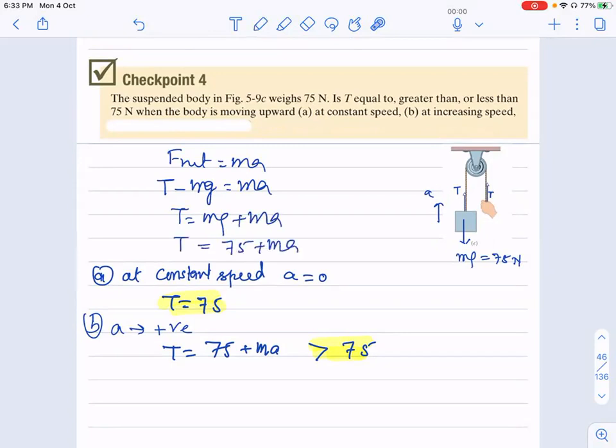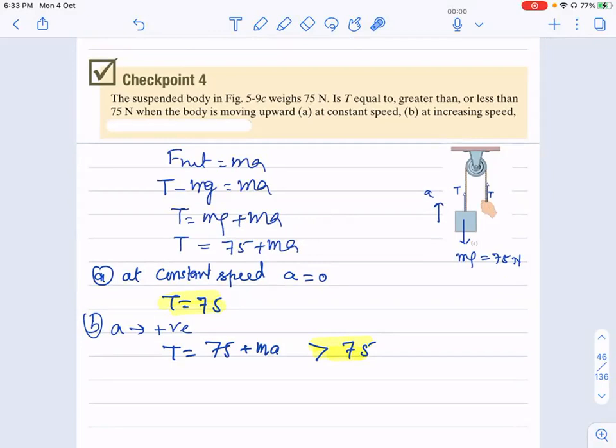Now in the first case, a is 0, constant speed a is 0, the whole term becomes 0, tension is 75. So at constant speed, you have to apply the same force, whatever is the weight. If you apply the 75 Newton, you can move it upward with constant speed.